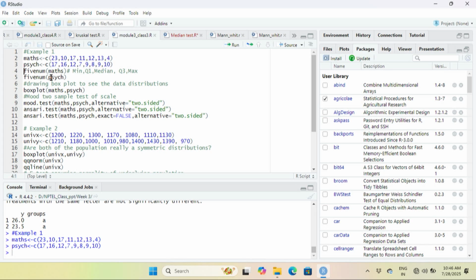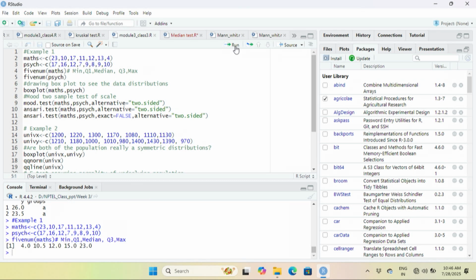You can figure out the median. I have already mentioned the median of the math students, but if you go for 5 number summary, fivenum, that is the syntax you have to use. You can see that minimum is 4. Look at the console. Minimum is 4. Then first quartile is 10.5, median, look at median, that is 12, and third quartile is 15, maximum is 23, so on and so forth.